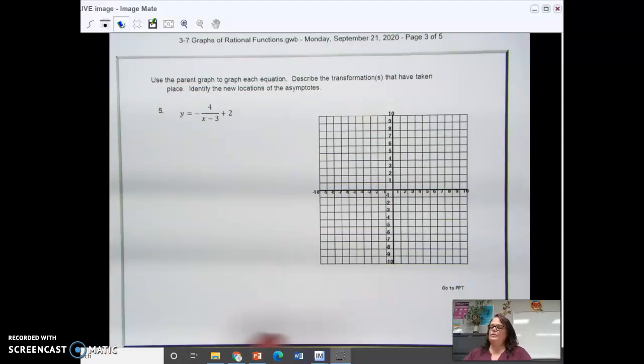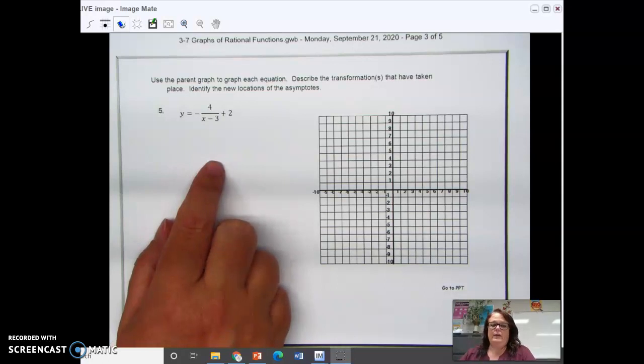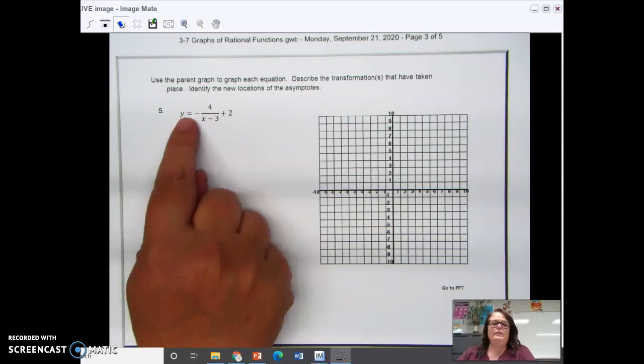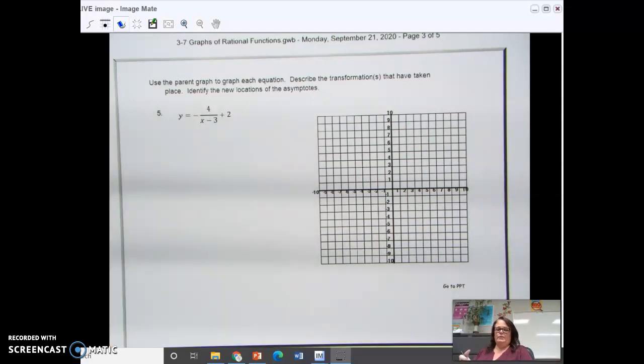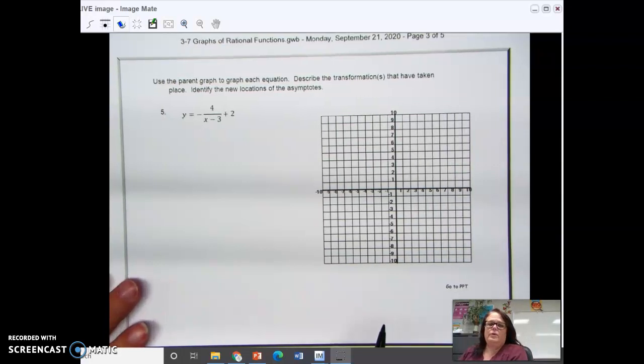All right, so I would like you to take a moment to pause the video and see if you could answer for everything, the negative, the 4, the x minus 3, and then the plus 2. So take a moment to pause the video and then give this problem a try all on your own.